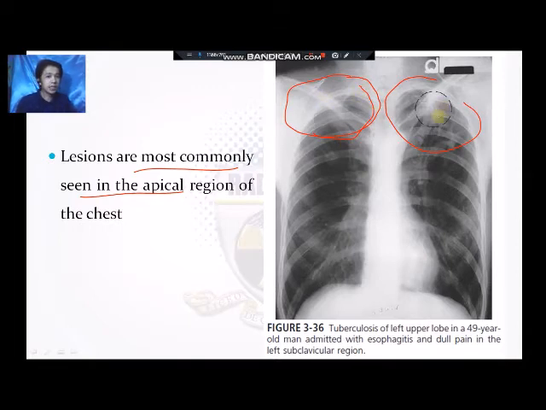Okay, so again, this is the most common, but then some of the PTB sometimes naa sila dire dapit nga portion. Okay, so not always nga naa sa apex. Sometimes duol sila sa hilum, there is a hilar region sa atong lung fields.